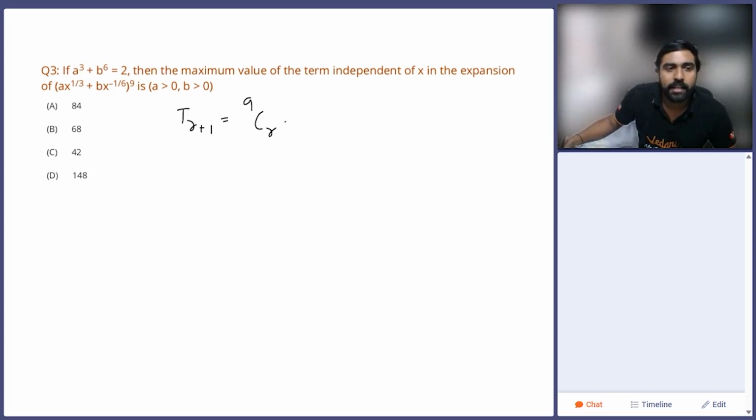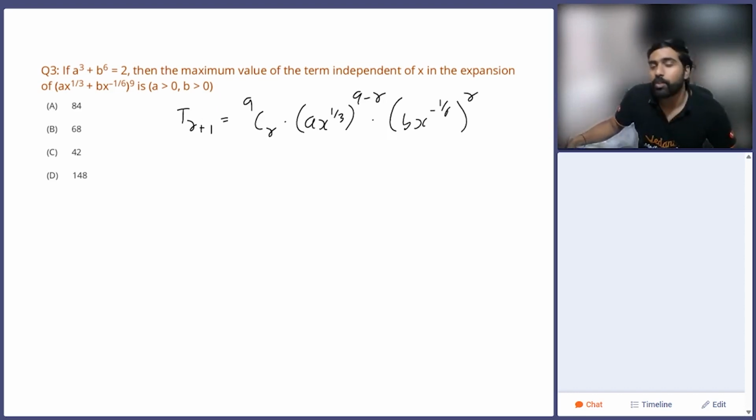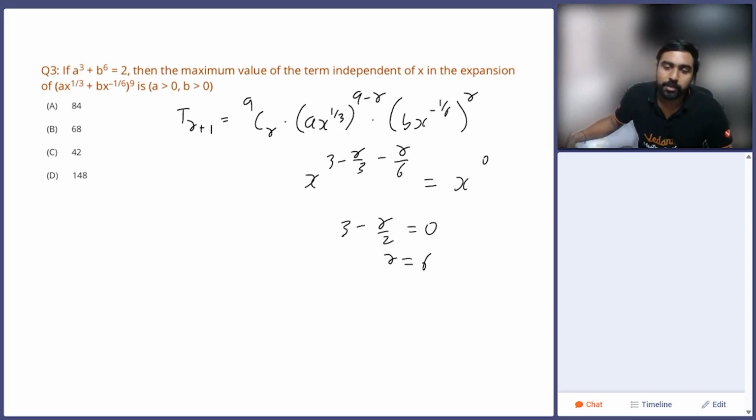So 9Cr into (a x power 1 by 3) power 9 minus r, into (b x power minus 1 by 6) power r. Over here I can say that the overall combined power of x is (9 minus r) by 3, that's basically 3 minus r by 3. Then what do you have over here? Minus r by 6. This we have to put equal to 0. So this is 3 minus r by 2 equals 0, which gives you r equal to 6. So we've got the value of r as 6.